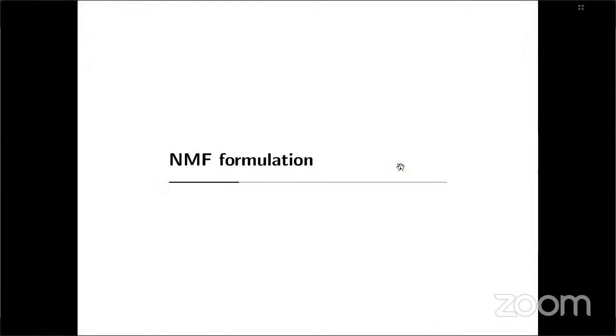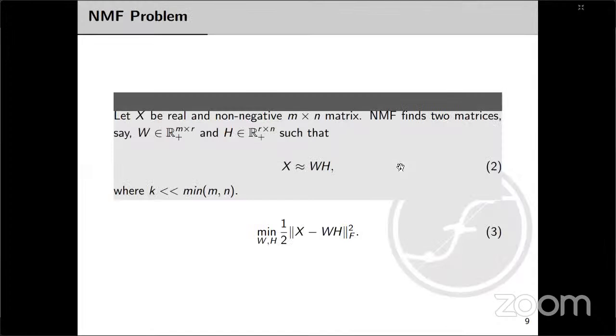Then how do you formulate this problem? The problem is defined by equation 3. Suppose X is a real, non-negative m by n matrix. The non-negative matrix factorization looks for two matrices, say W and H, such that X is approximately equal to WH, where K is less than or equal to the minimum of m and n. And you see the problem is given by equation 3.